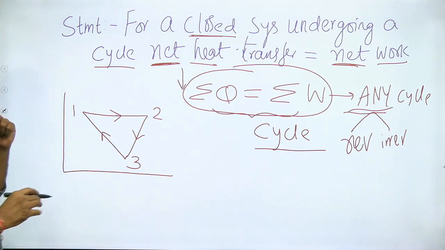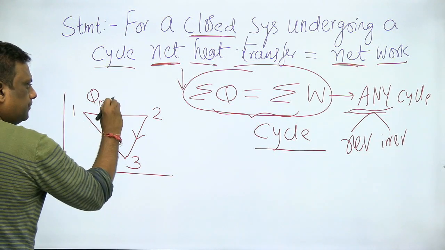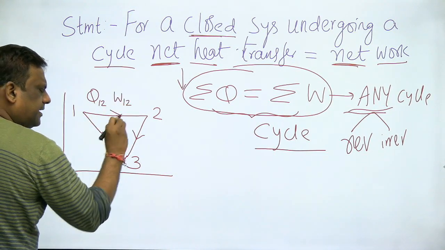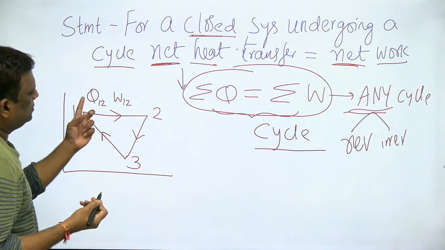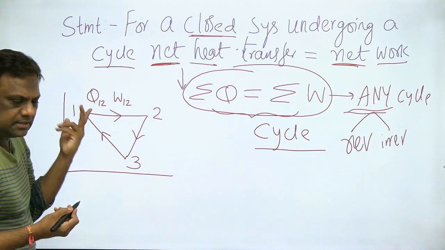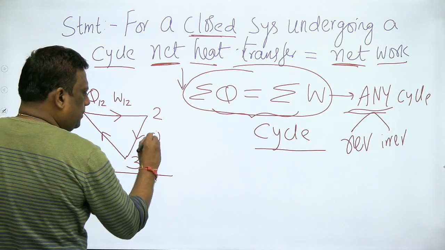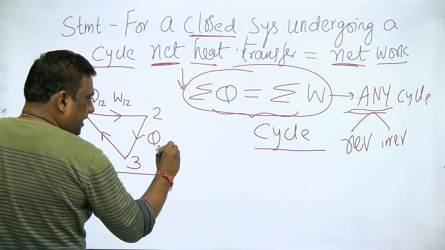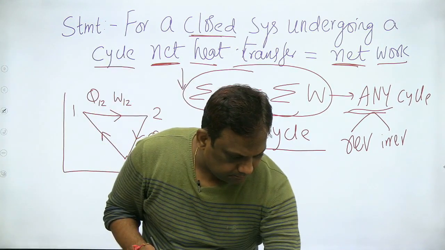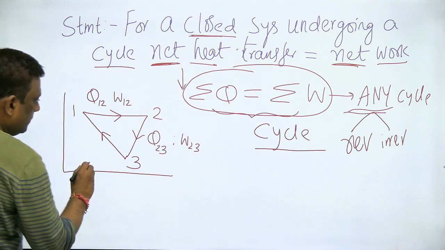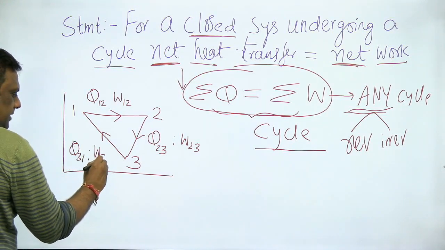Let Q12 be the heat transfer in 1 to 2, W12 be the work transfer. Every process is associated with heat and work interaction, may or may not be. So this Q can be 0. अगर ये constant volume है तो ये 0 हो सकता, अगर ये adiabatic है तो ये 0 हो सकता. लेकिन let me write, let Q23 be the heat transfer in 2 to 3 and W23 be the work transfer in 2 to 3. Let Q31 be the heat transfer in 3 to 1 and W31 be the work transfer in 3 to 1.